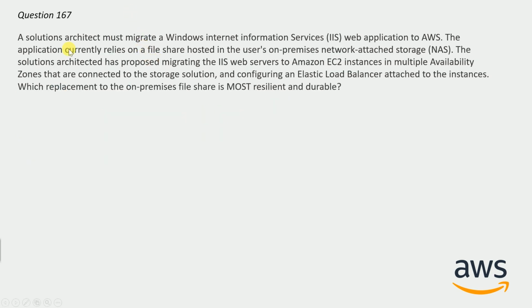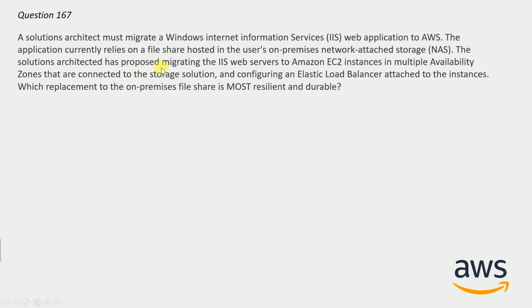And now question number 167. A solution architect must migrate a Windows Internet Information Services, that is IIS, web application to AWS. If I talk about Linux, it will be called Apache servers, but in Windows it is called IIS. The application currently relies on a file share hosted in the user's on-premises network attached storage, that is NAS.